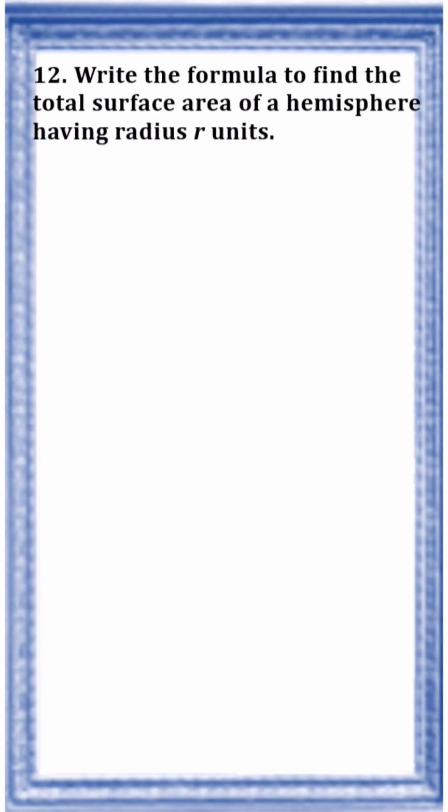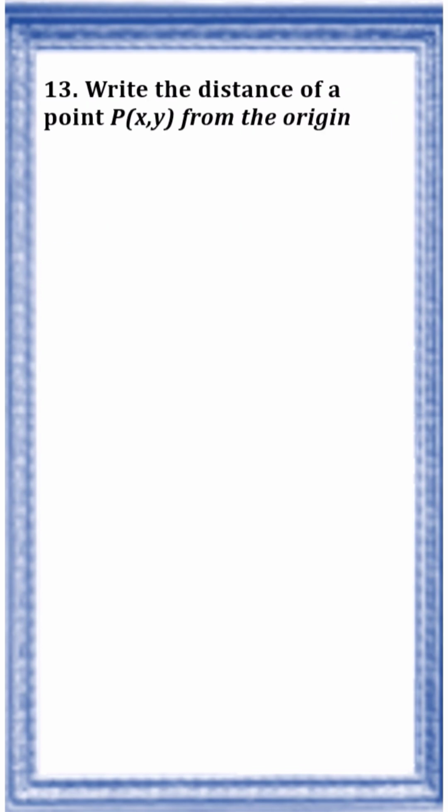Write the formula to find total surface area of a hemisphere having radius r units. This is the 12th question. Answer is 3 pi r square square units. Or you can also write it as unit square. Write the distance of a point P(x, y) from the origin. This is also a very easy question. D is equal to square root of x square plus y square.